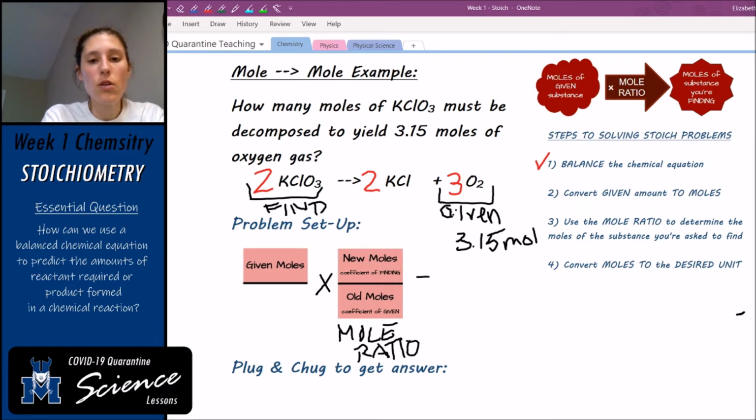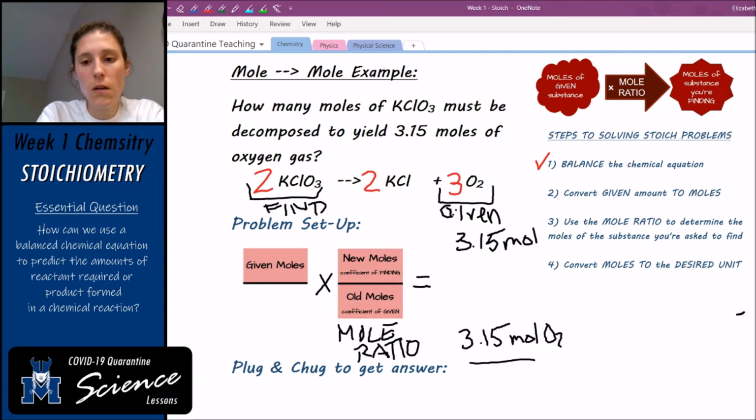When I do my mole ratio, I always have the new moles, or the coefficient of what I'm trying to find. In this case that would be the 2 in front of the KClO3 over what I was given, the old moles, or whatever I knew to begin with. So that would be 3. Okay, so I'm going to take this setup and actually plug the numbers in and then get the answer. My given moles, I know that I have 3.15 moles of oxygen gas that I want to create.